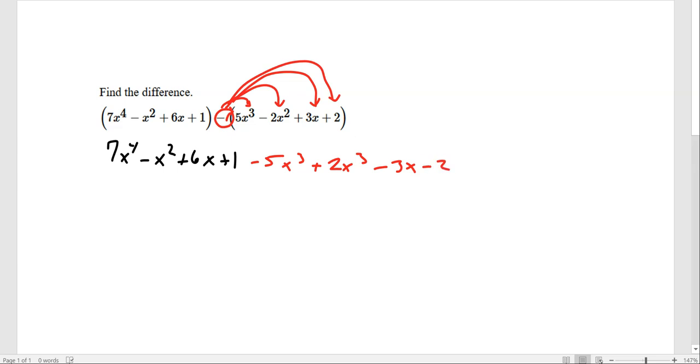Right. Now we just want to combine all of our like terms, and you just got to be careful with your negatives and stuff, right? So I always work from the highest exponent down, and I look and say, okay, well, this is the only 7x to the 4th, right? So there's nothing to combine that with. But now if we look at the x cubes, we have a negative 5x cubed plus 2. So a negative 5 plus 2 is going to be a negative 3x cubed.